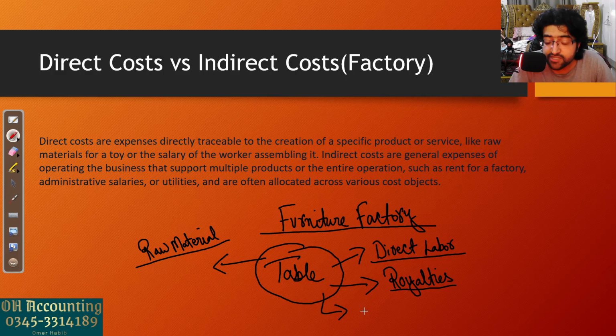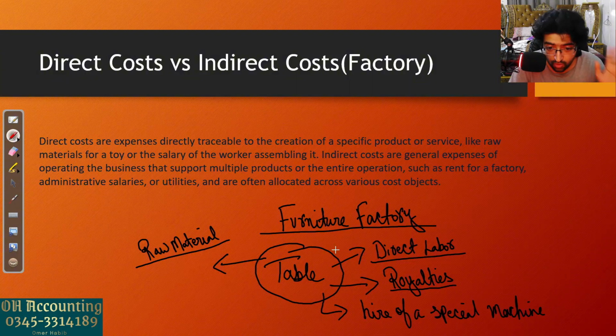Then another expense is use of a special machine, or hiring a special machine for a job. Hire of a special machine. Let's say there's a specific color that we want this table in, and you need a special machine for that color. You cannot use the ordinary machine you're using for the other objects in your factory. You need a special machine to paint it like you want to. Or you got a specific order in which they requested you to paint it in that color and in that texture. For that you need a special machine.